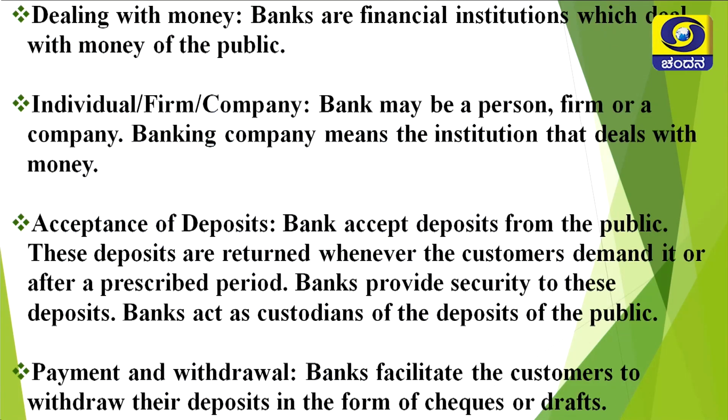Second point, individual, or it could be a firm or a company. A bank may be a person also, an individual person who is lending the money, or it could be a firm or a small company also. So, a banking company means the institution or the person who is dealing with the money in the form of deposits, or in the form of lending loans.